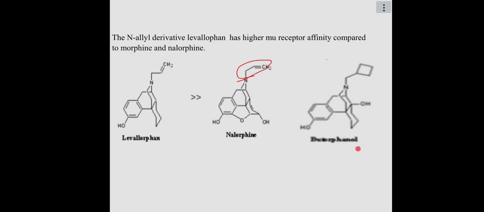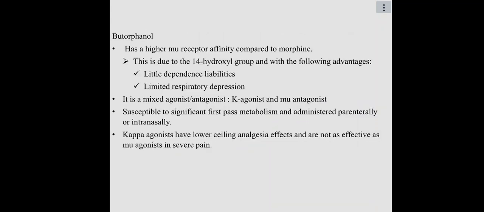And we have already looked at butorphanol, and of course, that is butorphanol. But of course, butorphanol will have much higher antagonist activity than nalorphine, as we've already discussed. And more often than not, we want to compare those compounds that have the same substituents. Butorphanol has a higher mu receptor affinity compared to morphine. This is due to the 14 hydroxyl group, and with the following advantages, this we have already discussed. It has little dependence liability, it has limited respiratory depression, which we've already mentioned. It can be considered to be a mixed agonist-antagonist.